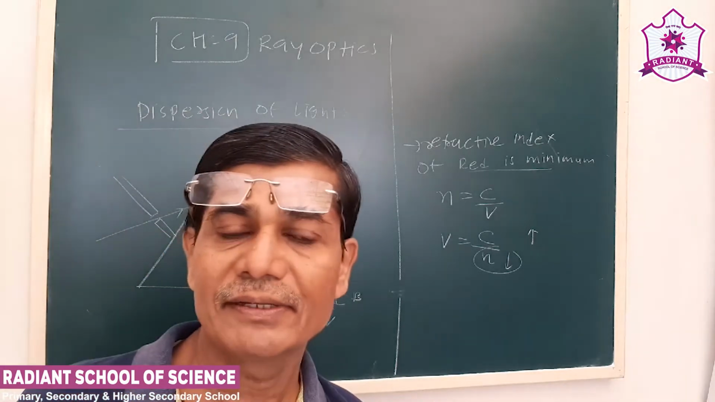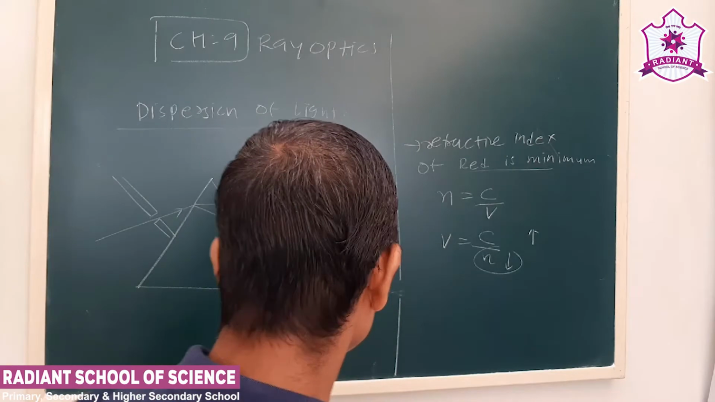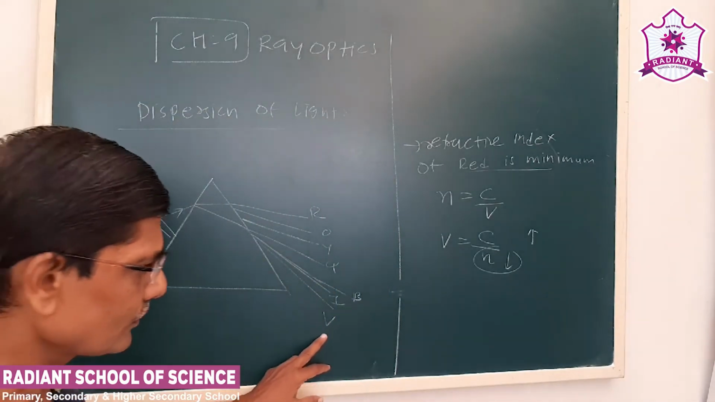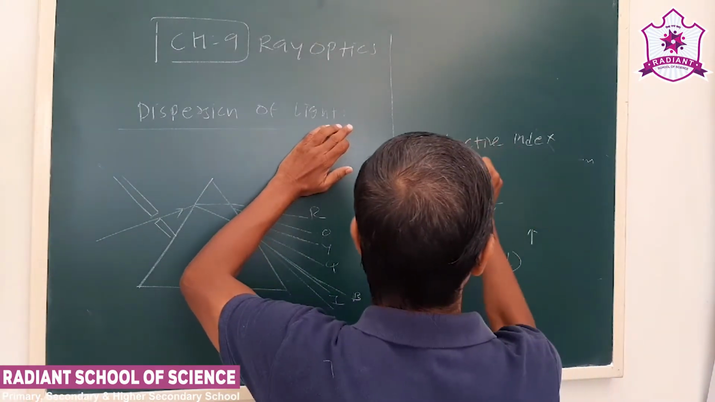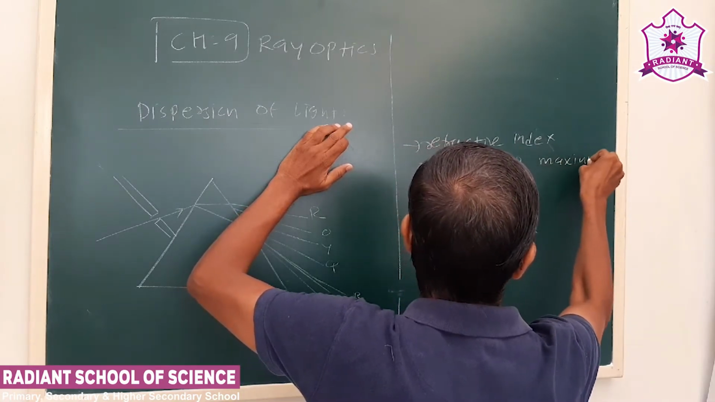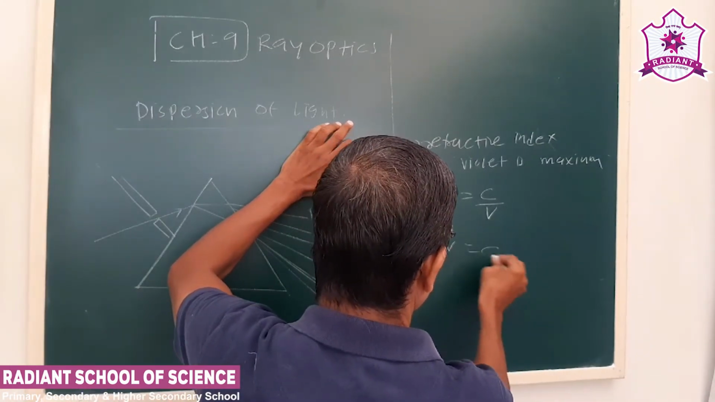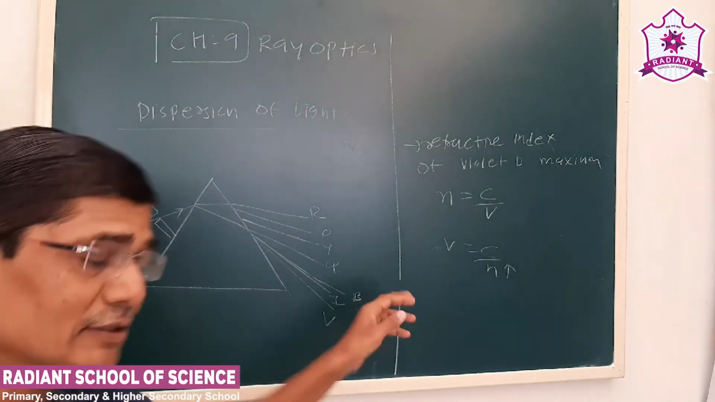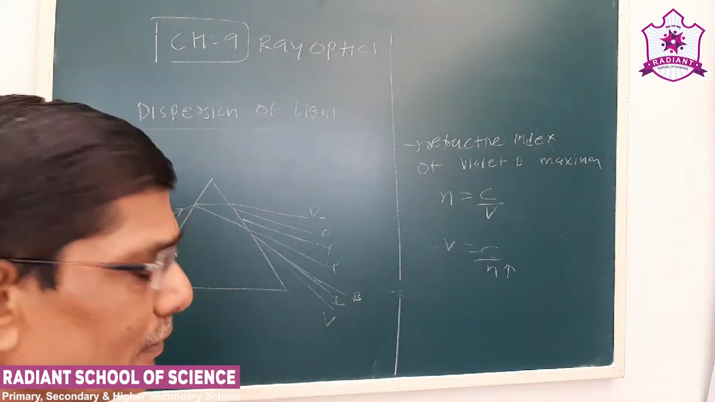That's why traffic signals are of the red color. And the violet refractive index is maximum. V is equal to c/n again; n is more, so the speed will be less. That is also a useful phenomenon that we'll see in lesson number 10.